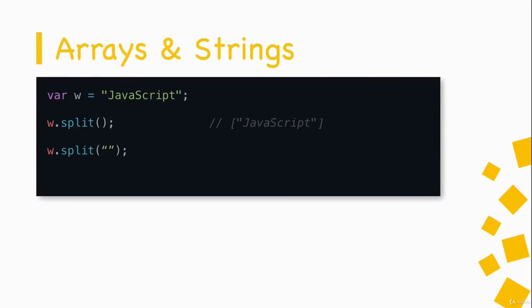And what if we put in an empty string as the separator? So w.split and then an empty string. That actually separates every character inside the string and puts each one as a different element. So in this case, we have J, A, V, A, S, C, R, I, P, T. JavaScript has been split into separate characters, and each character as a string has been put as a different element inside the array.